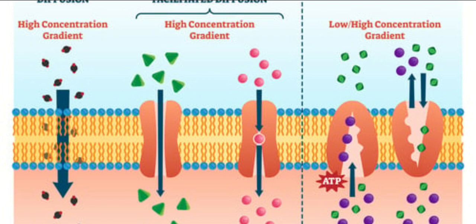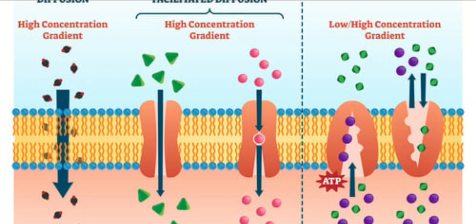Simple diffusion. Simple diffusion is when small and nonpolar molecules, such as oxygen, carbon dioxide, and ethanol, can directly cross the phospholipid bilayer of the cell membrane without any help from proteins. They dissolve into the lipid layer, cross it, and then dissolve into the aqueous solution on the other side. This happens because these molecules are hydrophobic, meaning that they do not like water, so they prefer to stay in the lipid layer.